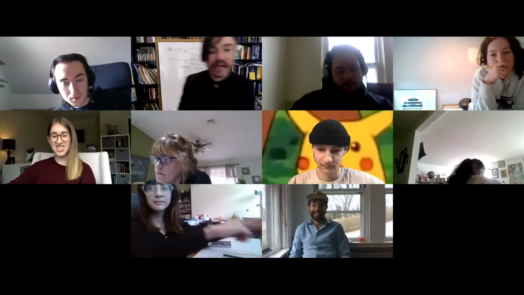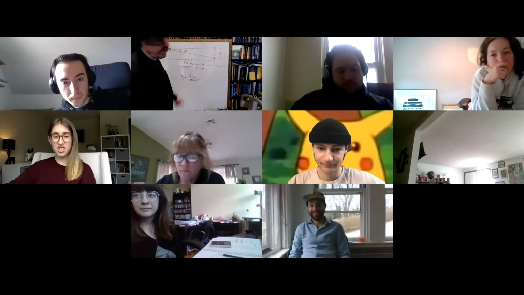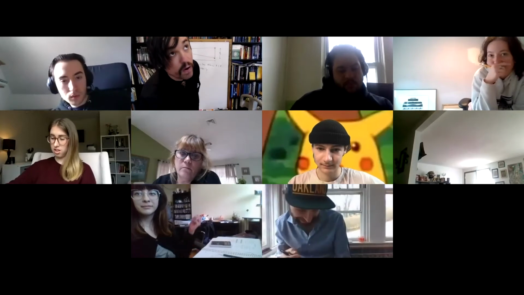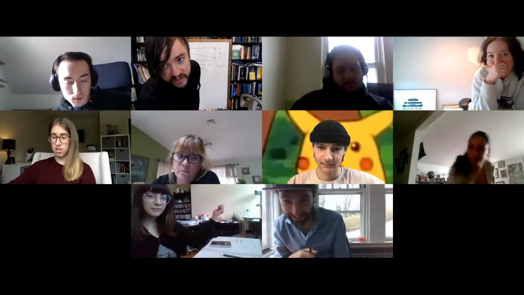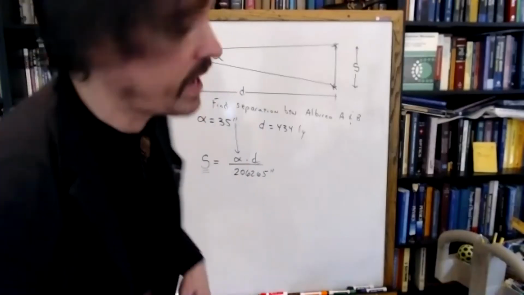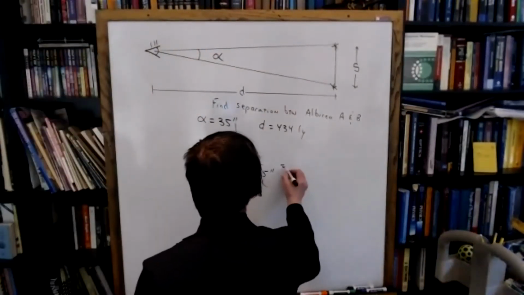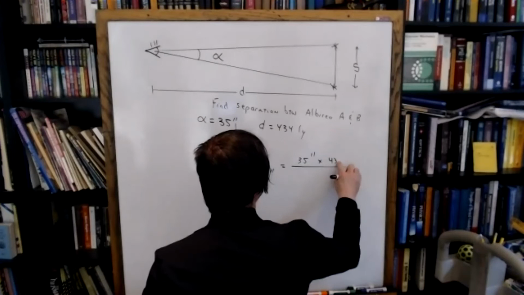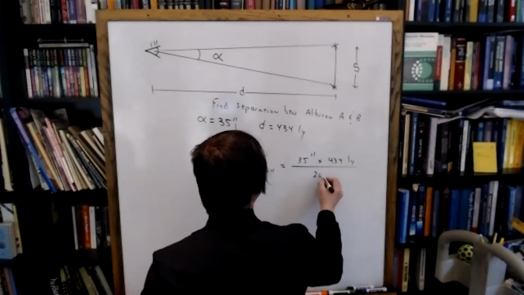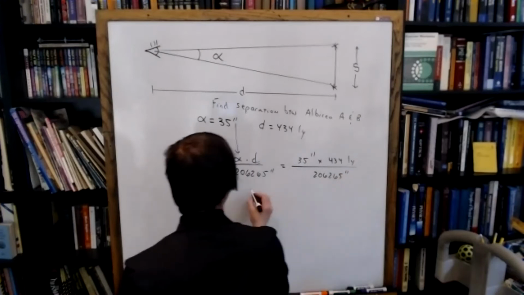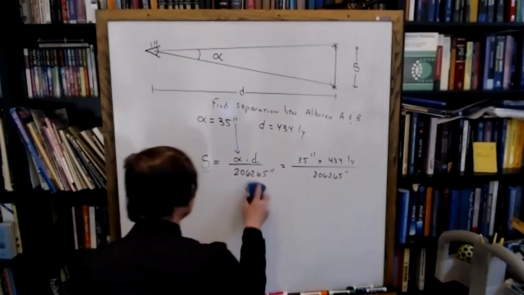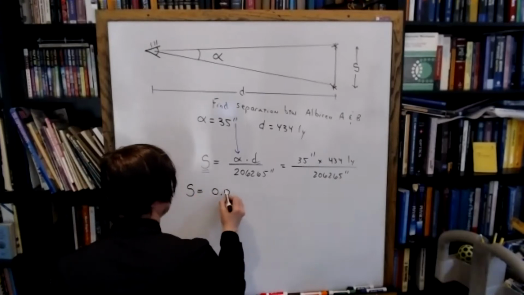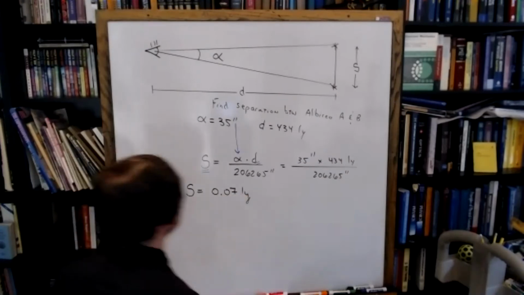Okay, so eventually I want to get to AU, but let's just calculate it in light years first, because we're separated from our closest star, Alpha Centauri, by 4 light years. So let's see if we're less than 4 light years to start. Okay, so I'm going to plug in here 35 arc seconds times 434 light years divided by 206,265 arc seconds. Someone want to punch that up for me real quick? 0.07 light years. They're clearly less than a light year.